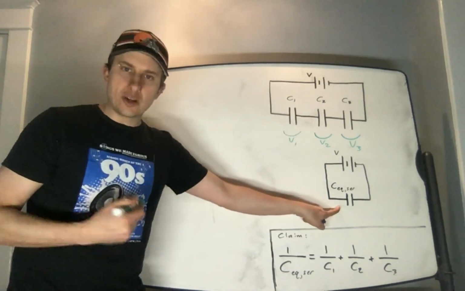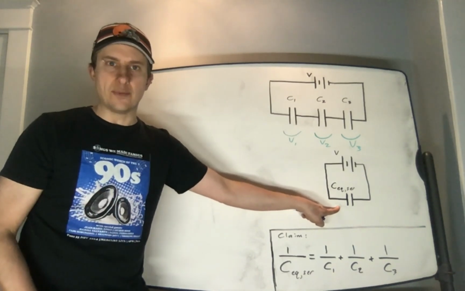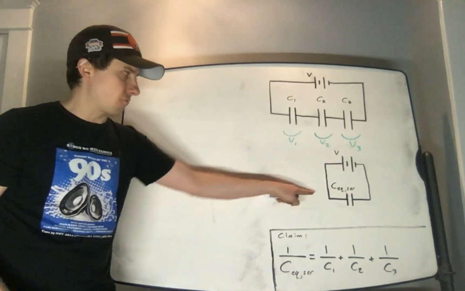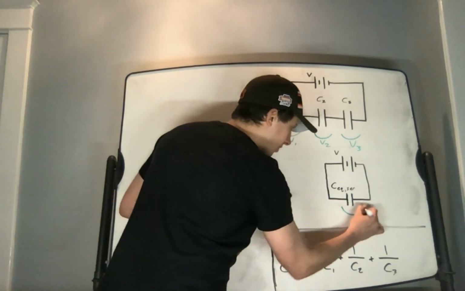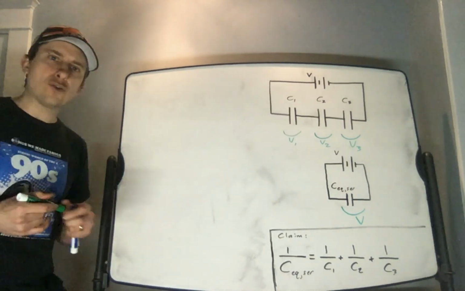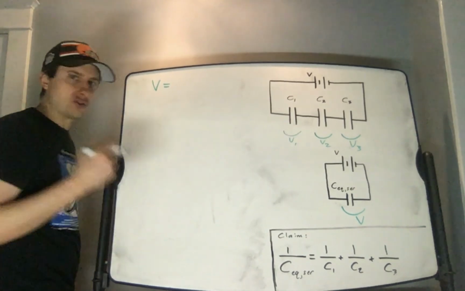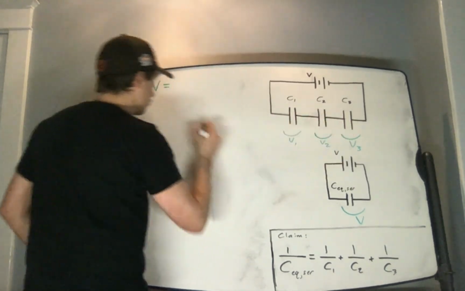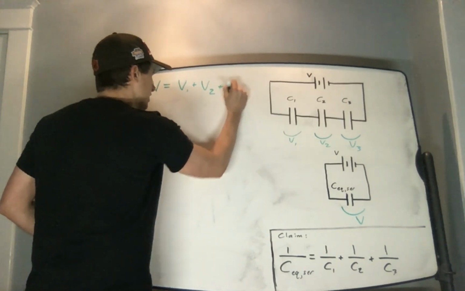For my single equivalent capacitor, because this capacitor is the only circuit element I have other than the battery for this circuit, I could say that the voltage drop across this equivalent capacitor will be the same as the voltage of the battery. Therefore, I could write V, the voltage of the battery, will be equal to the sum of these three voltage drops, V1 plus V2 plus V3.